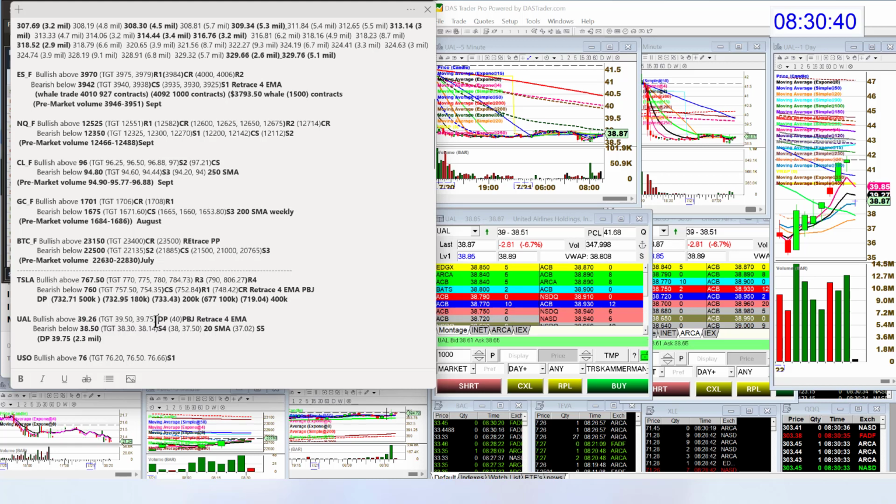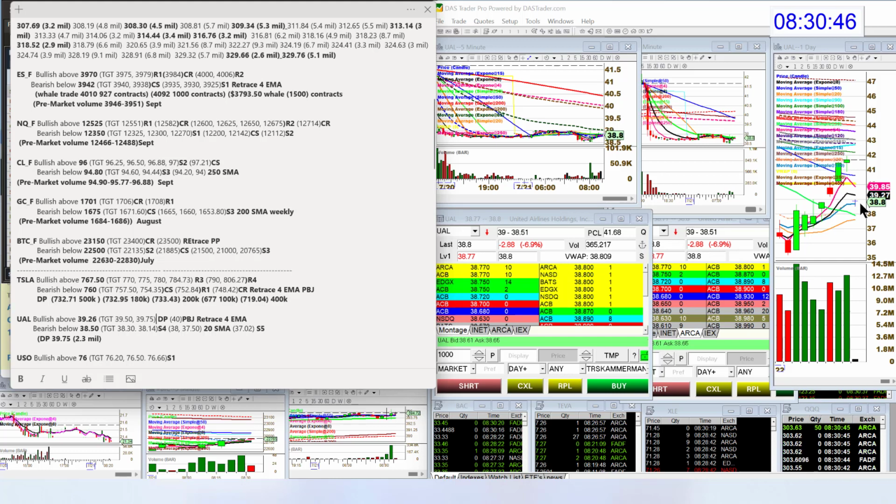All right, see that right there? A lot of times they like to test those prints. However, if we close below it, that's going to be bearish in the big picture. So bear below 38.50 for the day trade.